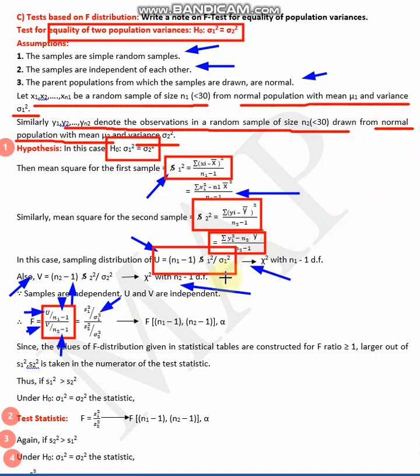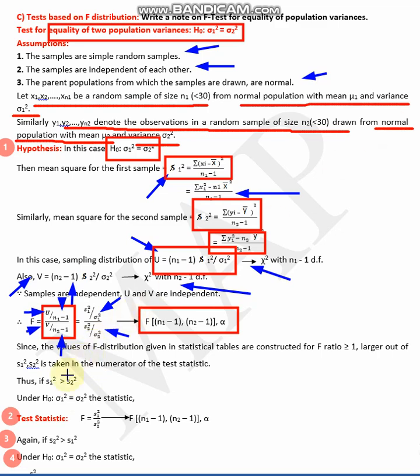And the second one is s2 square divided by sigma 2 square, and it follows an F distribution with n1 minus 1, n2 minus 1, comma alpha, where alpha is my level of significance. Since the values of the F distribution given in the statistical table are constructed for F ratio greater than or equal to 1, the larger of s1 square and s2 square is taken in the numerator of the test statistic. Thus, if s1 square is greater than s2 square, then s1 square should be taken in the numerator and s2 square in the denominator.